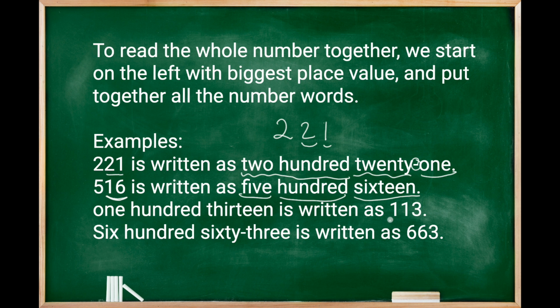113, so we have only 100, and then again we have a special teen number. 663. As you see, we have a dash here. The dash is written after the tens number, 60 in the tens place. So we have 6 tens, it makes 60, and then 3 after that, 663. So this is how we write this in expanded form. So this makes 63.